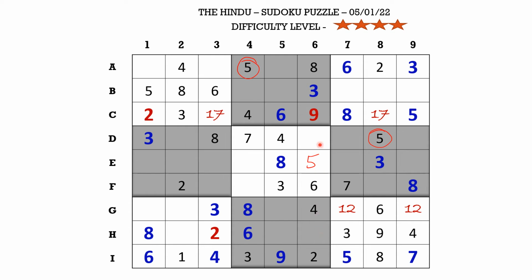The numbers are 1 and 7. So there is 7 here. So this takes 1, and this cell H6 takes 7.